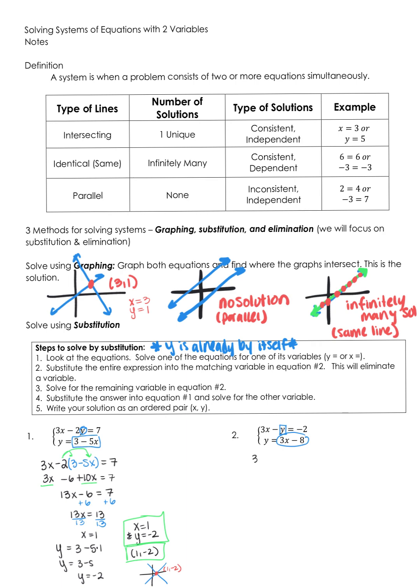So you should have 3x minus, put it in parentheses because you've got to subtract the whole thing, 3x minus 8 equals -2. Then go ahead and distribute and combine like terms.